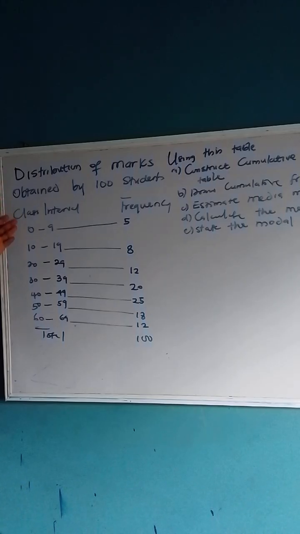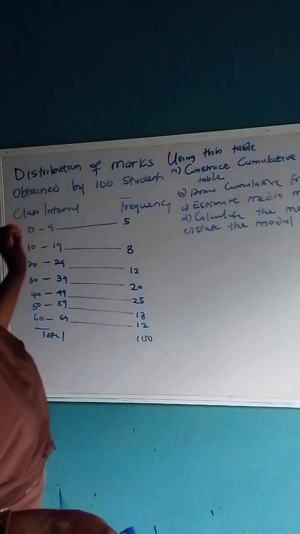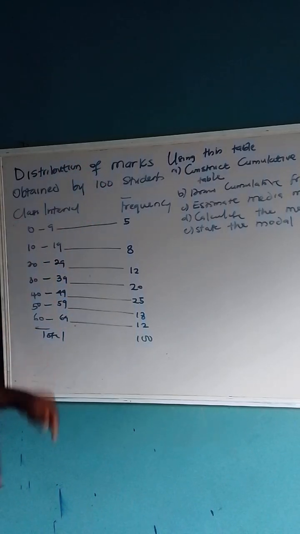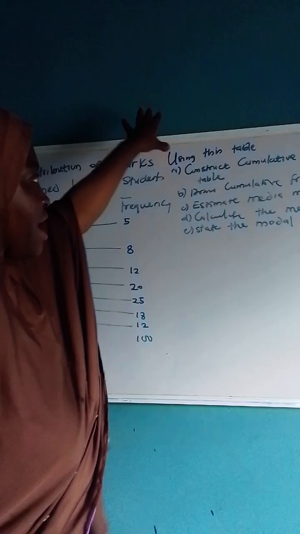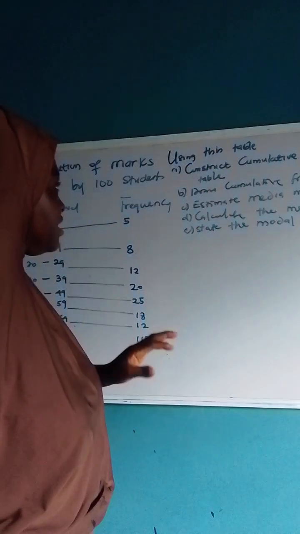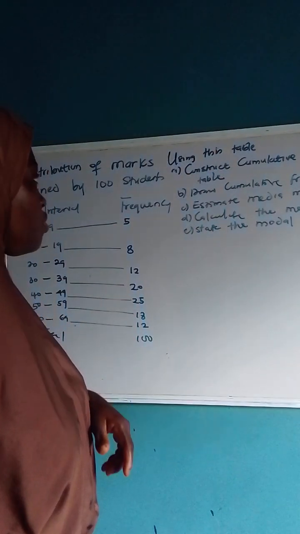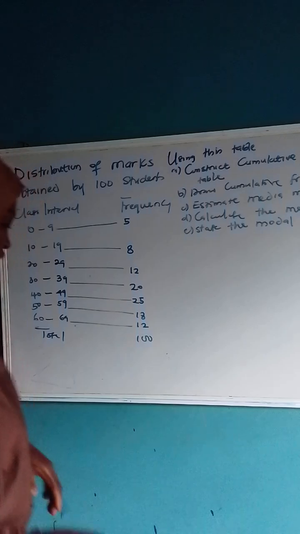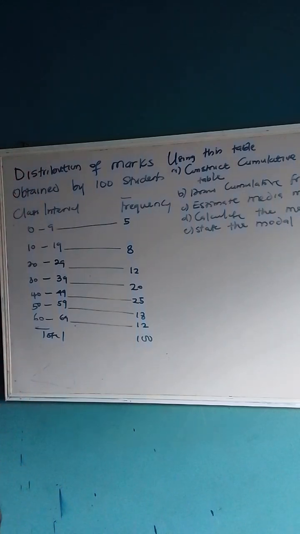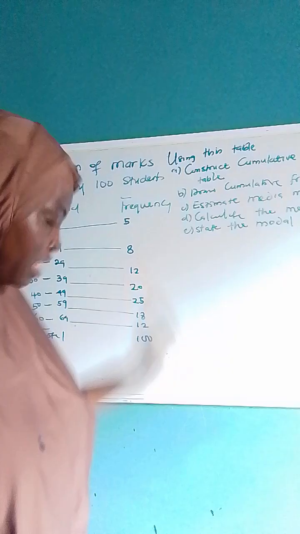So we have the class intervals between 0 to 9, 10 to 19. These are the mark scores, and these are those that score between 0 to 9, and so on and so forth. The question that we are asked to answer is this: construct a cumulative frequency table. So how will you construct the cumulative frequency table? The table alone can earn you marks.